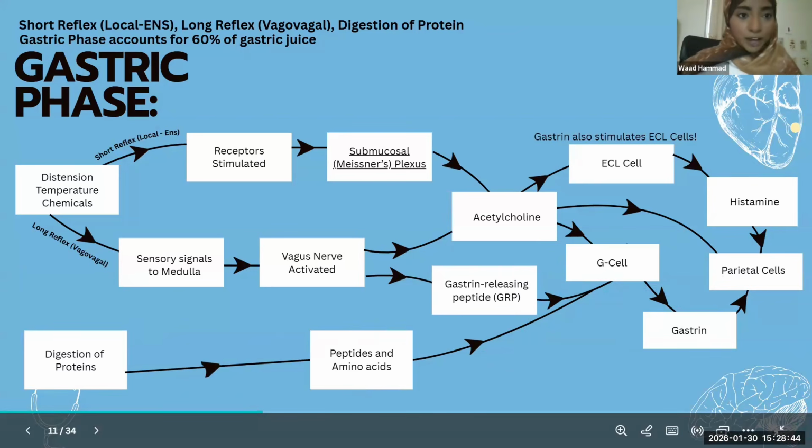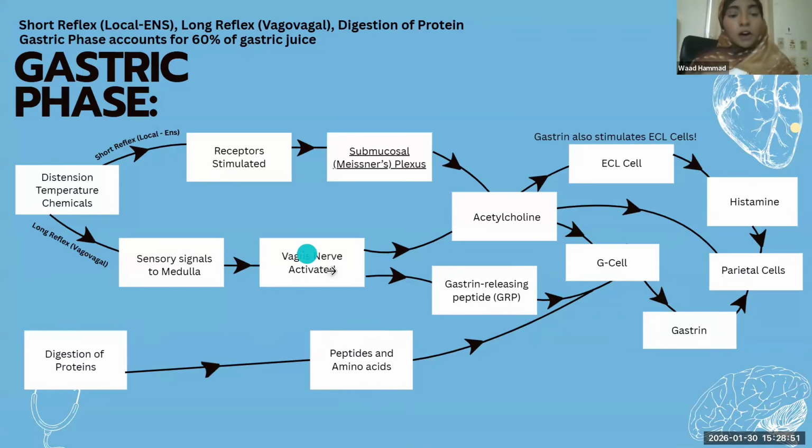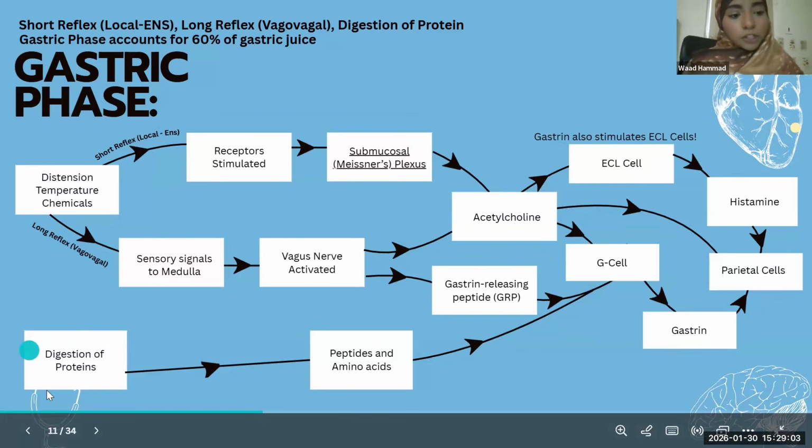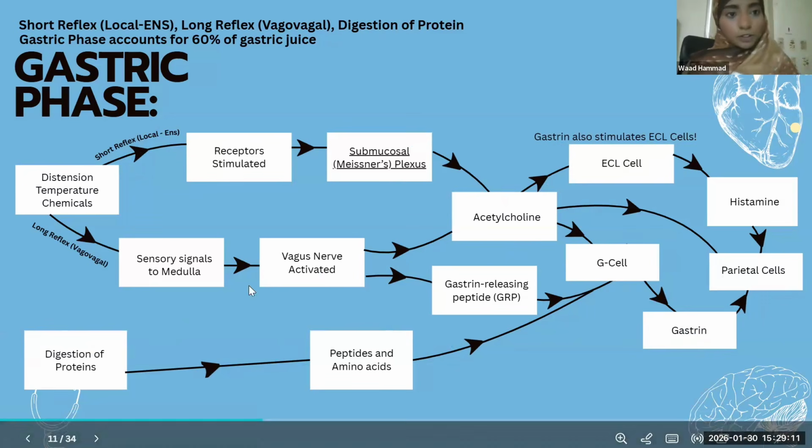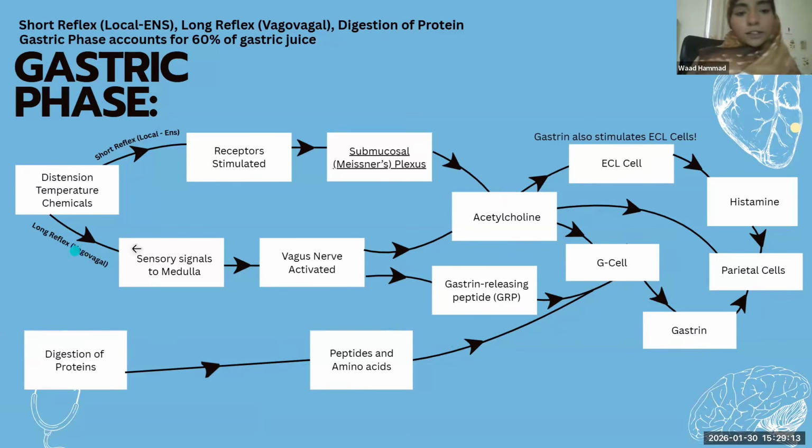So for the person who asked if a vagotomy would stop the gastric phase, it would not. Because as you can see, although the vagus nerve in the long reflex pathway would be affected, we still have the short reflex pathway, which can still release acetylcholine to stimulate all of this. And then simultaneously, we still have the digestion of proteins, which then would directly stimulate the G cell and release gastrin. So our gastric phase is all good. There's no problem with that. The only problem that would be affected if we did have a vagotomy would be the long reflex pathway. I hope that's all good.